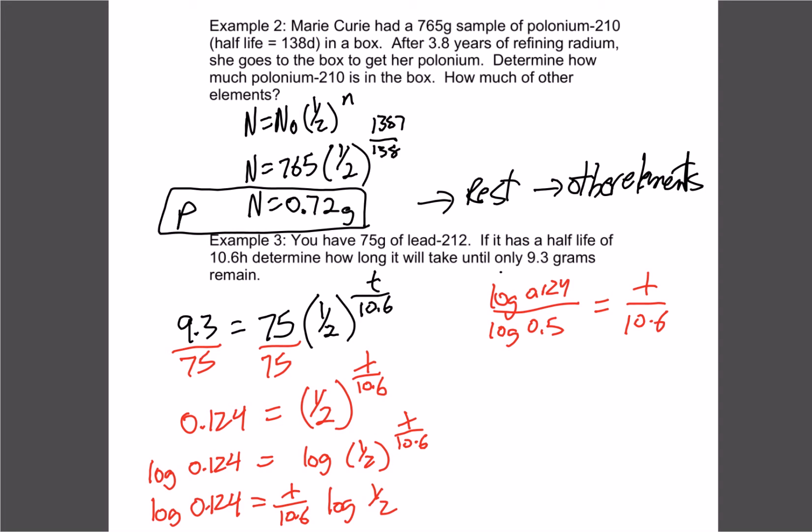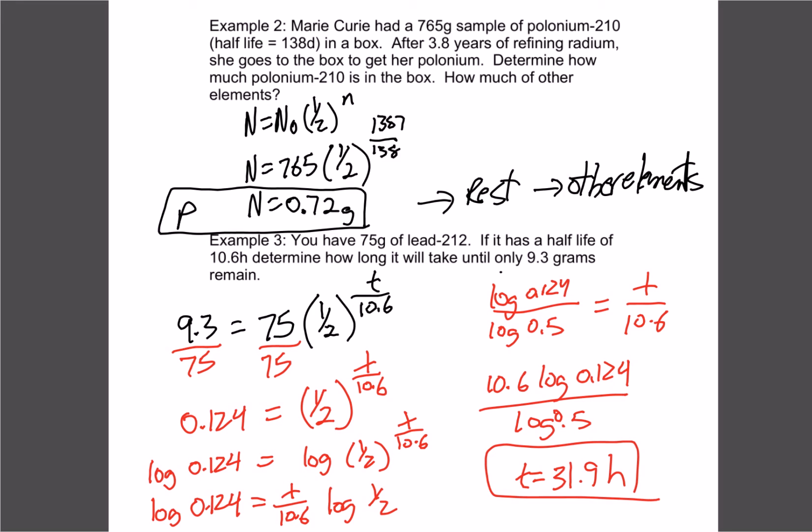So we can cross multiply. So you'd have 10.6 times log 0.124 divided by log 0.5. You can just type that directly in your calculator and it should be good. So 10.6 times log 0.124, divide that by log 0.5, we get an answer of 31.9. So in 31.9 hours, then we'd be down to that amount.